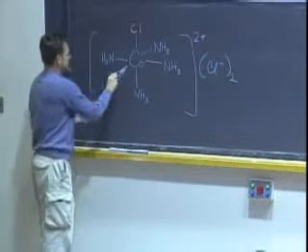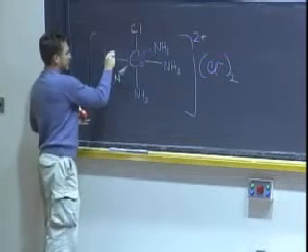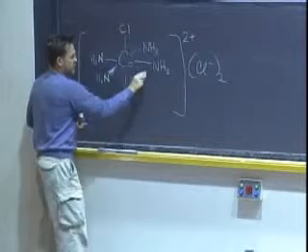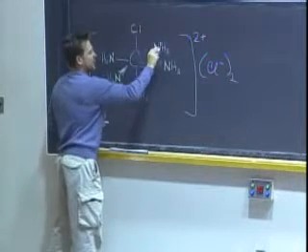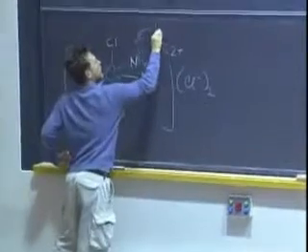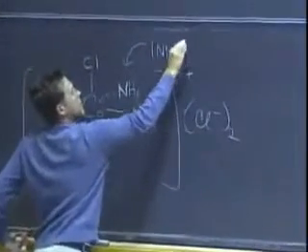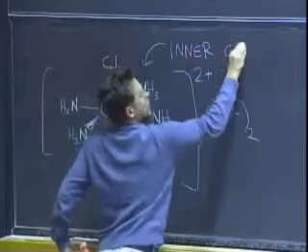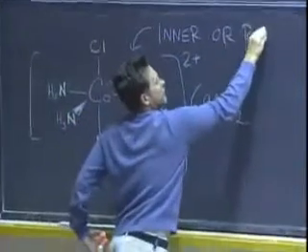So these atoms here that are part of ammonia molecules that are bonded directly to the metal are in the inner coordination sphere. That's the inner or primary coordination sphere.